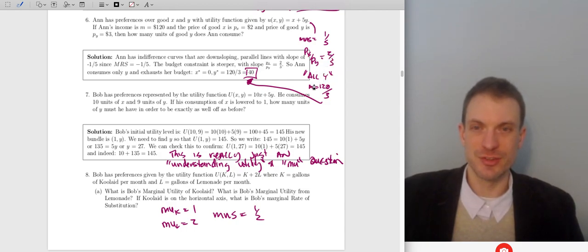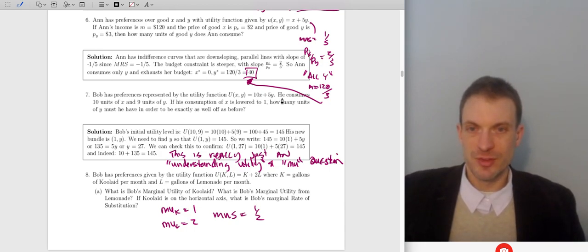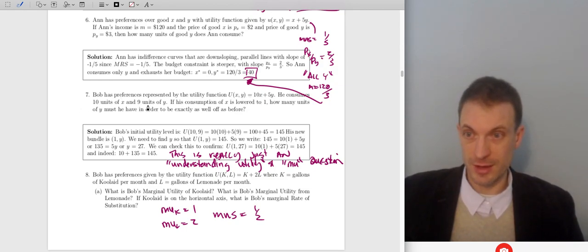So this is our corner solution. Here, all y involves m of 120 divided by the price of good y, which is 3. So 120 divided by 3 is 40. So that's our solution, right? How many units of good y does Anne consume? So Bob has these preferences. He's currently consuming 10 units of x, so that's going to be 10 times 10 is 100. 9 units of y, so 5 times 9 is 45.